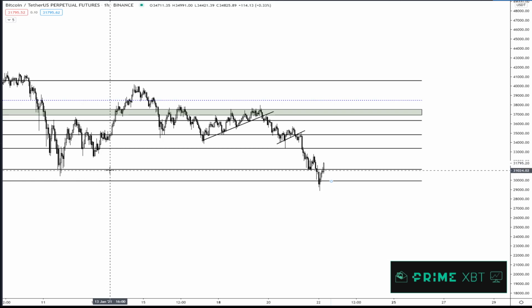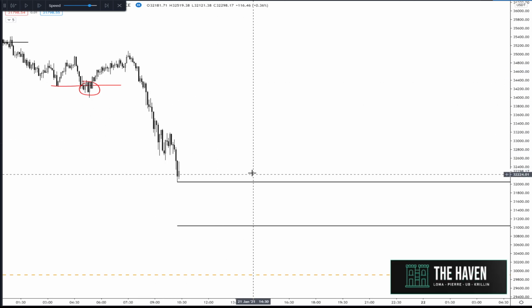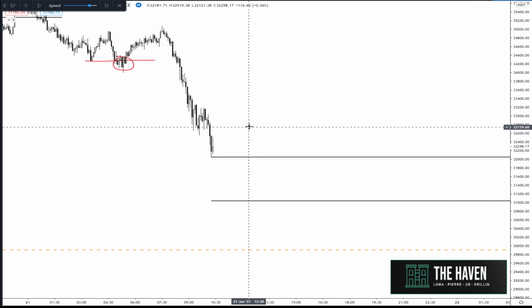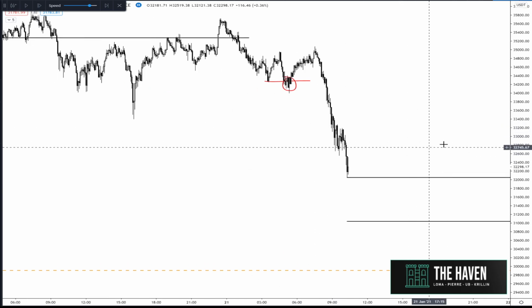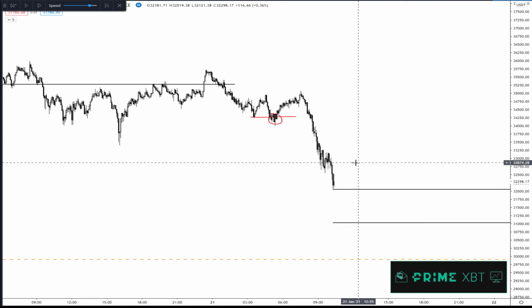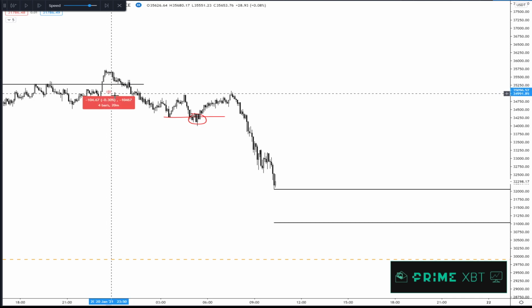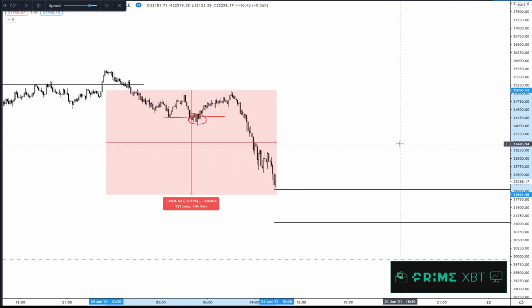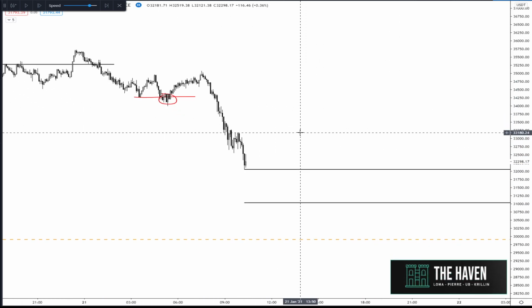Okay, and this 32K level that I'm about to highlight here is just the start of a new range that I thought would be developing on Bitcoin here. So before I go any further, let it be known that Bitcoin was selling off for 11 hours essentially straight.